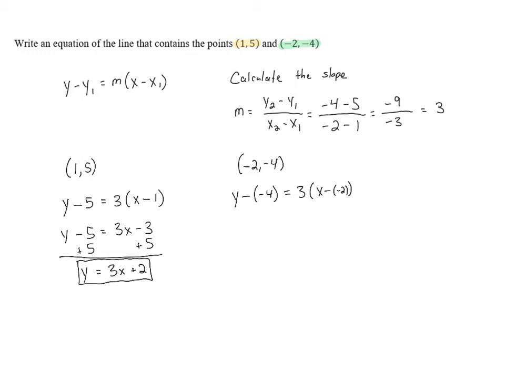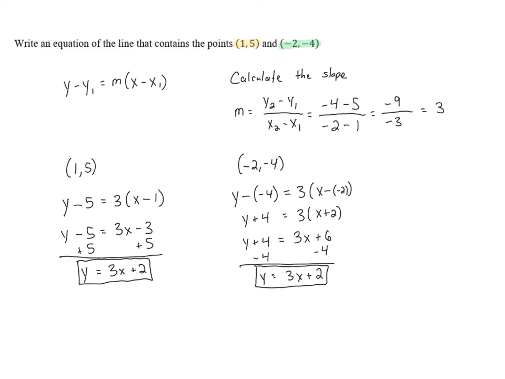Anytime we're subtracting a negative, it's the same as adding a positive. So on the left, we can rewrite this as y plus 4. And on the right, inside the parentheses, we can write this as x plus 2. When we distribute the 3 on the right-hand side, this gives us y plus 4 equals 3x plus 6. And to get y alone, we subtract 4 on both sides, which gives us y equals 3x plus 2. 6 minus 4 is 2. And we end up with the same answer over there.